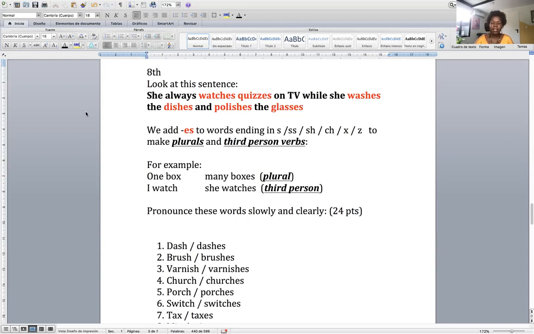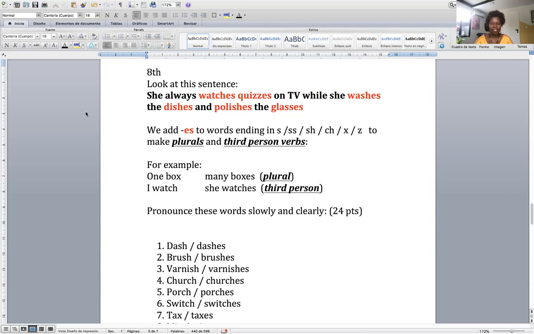Okay, so we add ES to words ending in S, double S, SH, CH, X, and Z to make them into plurals or into third person verbs. For example, one box. If I want to make that a plural noun, I don't just add an S because it would be boxs. No, so I add ES, and I have to pronounce the ES. So it's one box and many boxes, okay, boxes. And the same thing happens with the verb to watch. I watch, she watches. You have to pronounce the ES, okay?